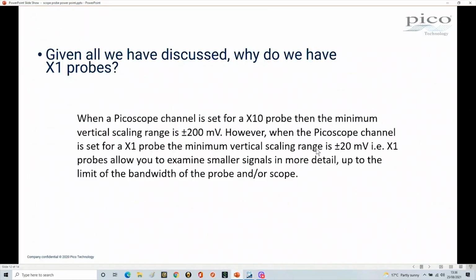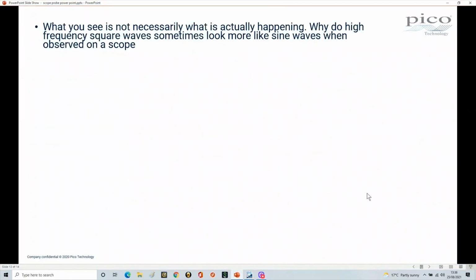So that's primarily the reason for times 1. One final thing about what you see is not necessarily what is actually happening. Why do high frequency square waves sometimes look more like sine waves when observed on a scope? And there's a really, really good reason for this.